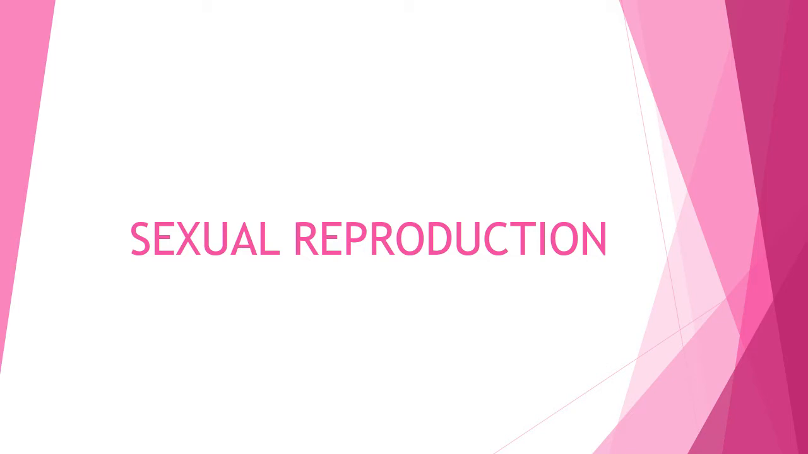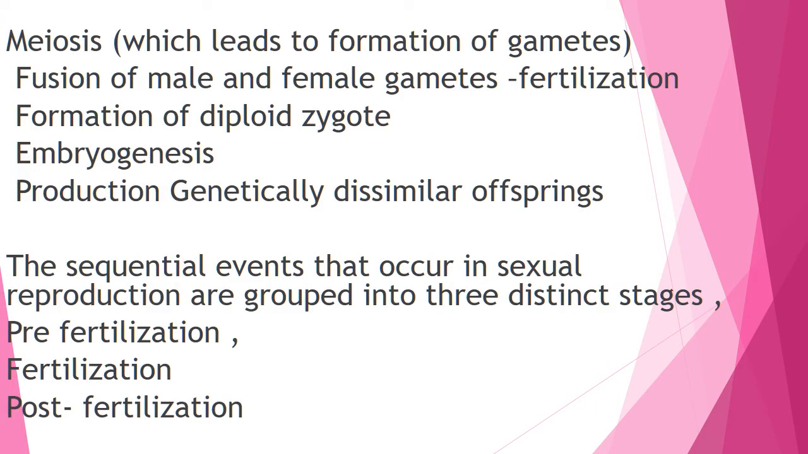What are the reproductive structures of a plant? Flowers. Flowers, the structure we have studied in 11th standard. Still we will be revising that just to recollect your memories. Flowers are the special reproductive structures of a plant, and in sexual reproduction fusion of male and female gametes takes place. What are the processes involved with sexual reproduction?